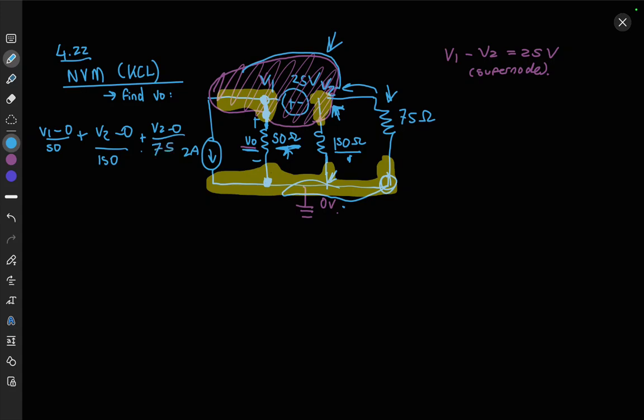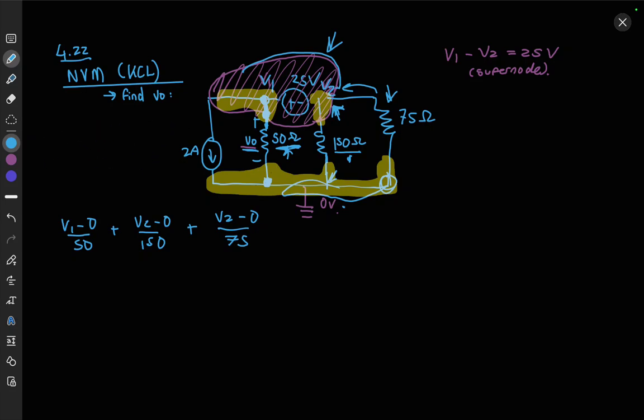Okay, let me just write a bit neater down here. V1 minus 0 over 50 plus V2 minus 0 over 150 plus V2 minus 0 over 75. Okay, that is the answer to the equation. Yes, so now we've dealt with all the resistors, right?